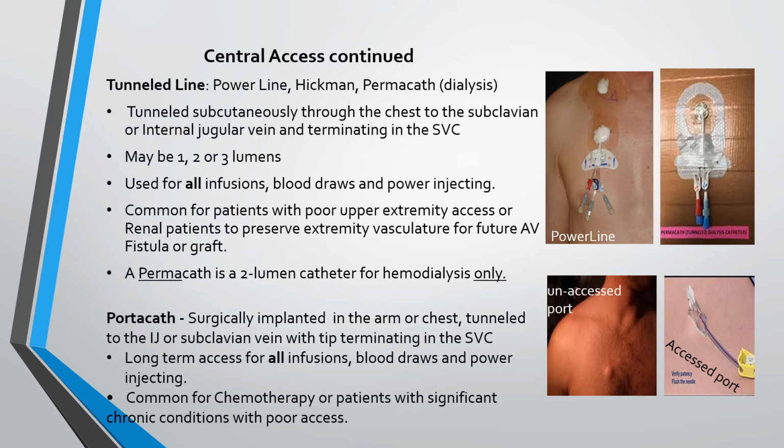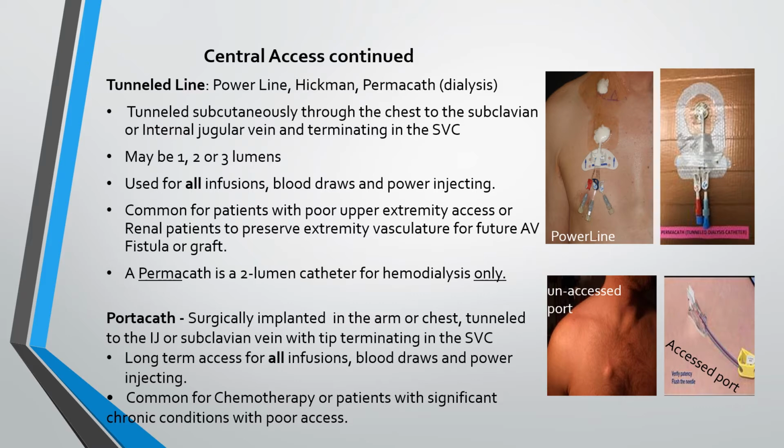They are common in patients with poor upper extremity access or renal patients to preserve extremity vasculature for future AV fistulas or grafts. A Permacath is a 2-lumen catheter for hemodialysis only. Their lumens are much larger than a triple lumen catheter.